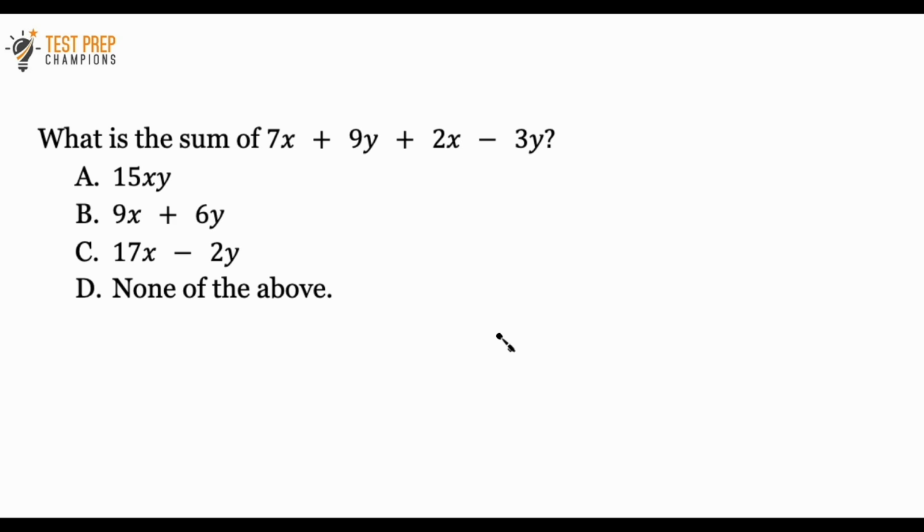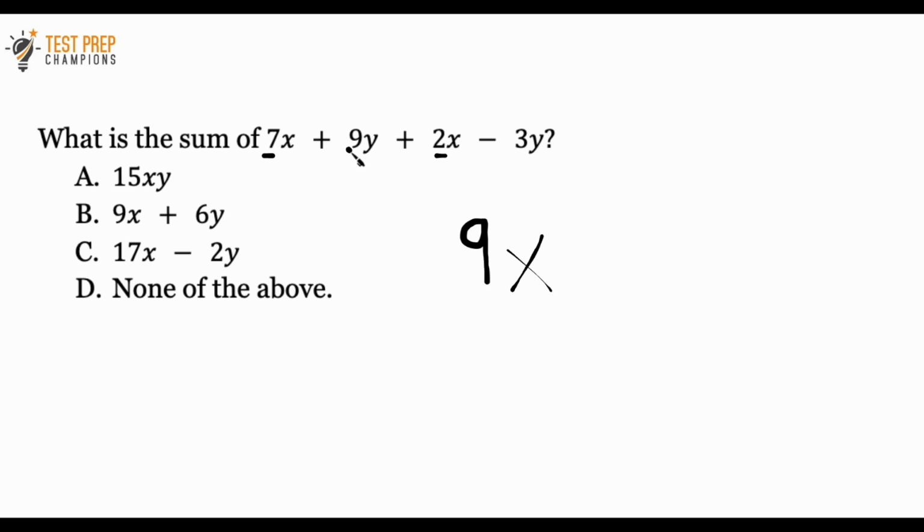So the way to get a question like this right is to first identify which terms have the same variables. So we see 7x and 2x, and we see 9y and 3y. What we can't do is try to combine something that has an x with something that has a y, or vice versa. So the first thing I'm going to do is work with the 7x and the 2x here. All we do is add 7 and 2 and bring the x's along for the ride. So 7 plus 2 is 9, and we bring the x along for the ride, so we have 9x.